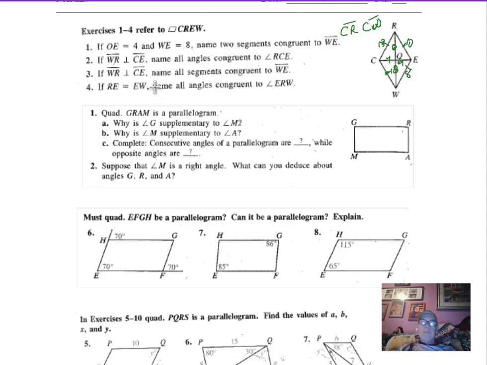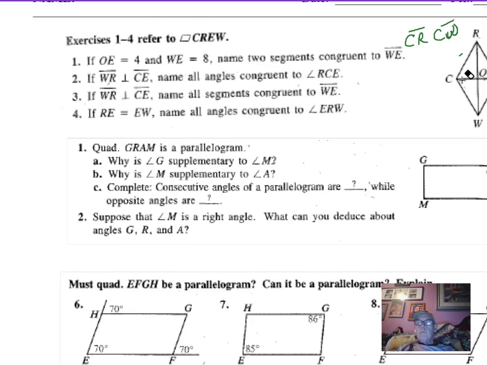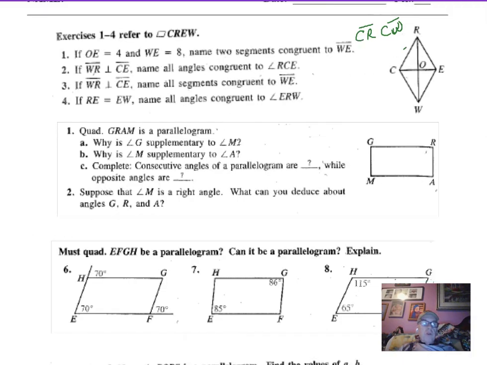Let's look here. Let's back up here a second. Might have to blow up this a little bit. And we'll look at just one triangle. Zoom in a little bit more. Okay, so they're telling us that WE is 8. And they're telling us that OE is 4.